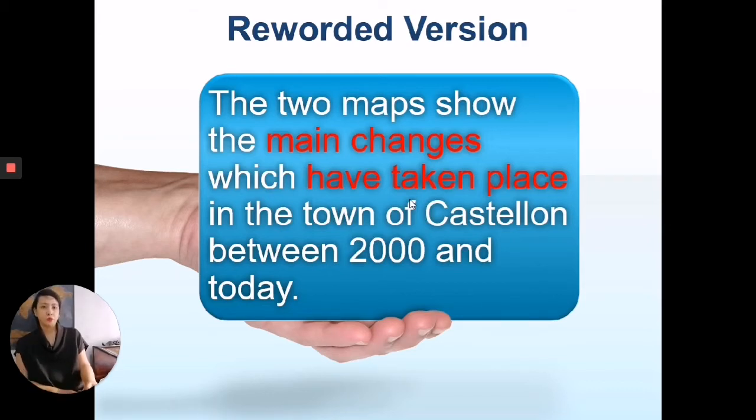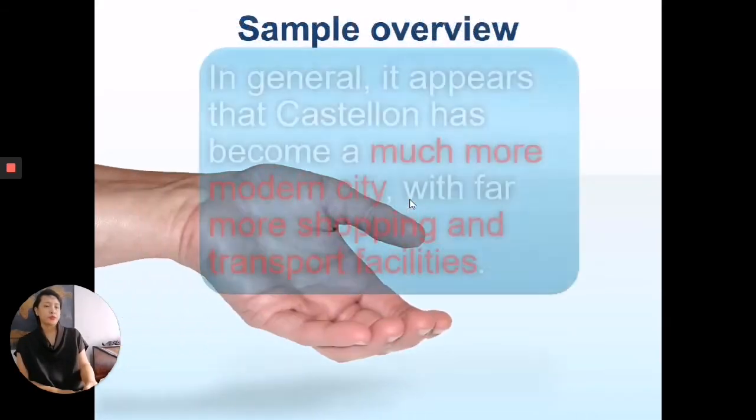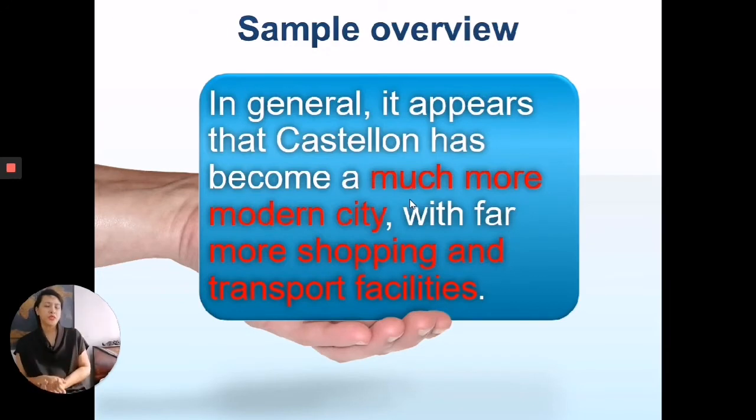After you have reworded your introduction, we now go to writing your overview. In your overview, just one sentence is fine. Try to note down what is the general overview. In general, it appears that Castellon has become a much more modern city with far more shopping and transport facilities. So try to use a lot of comparative words: much more modern city, more shopping and transport facilities.